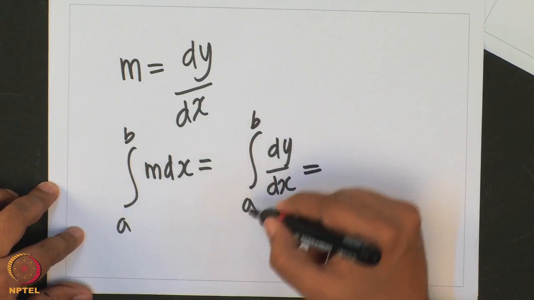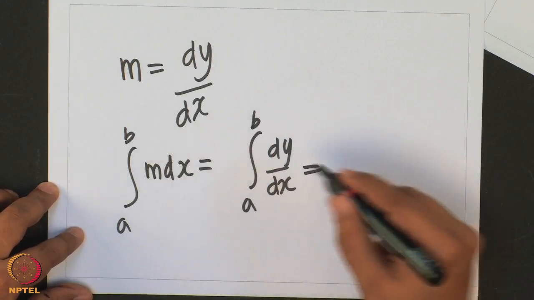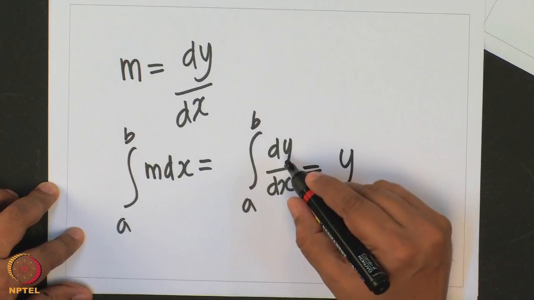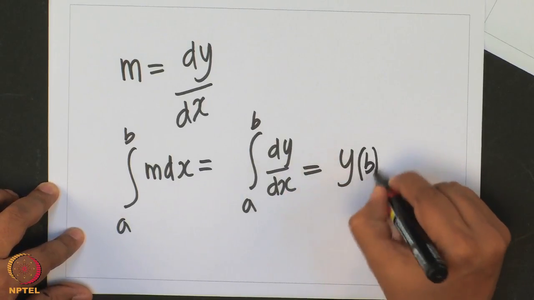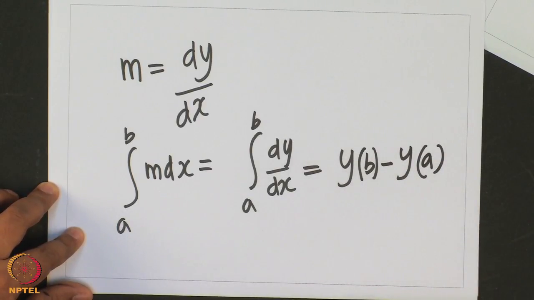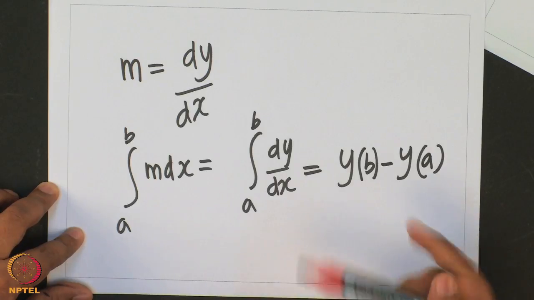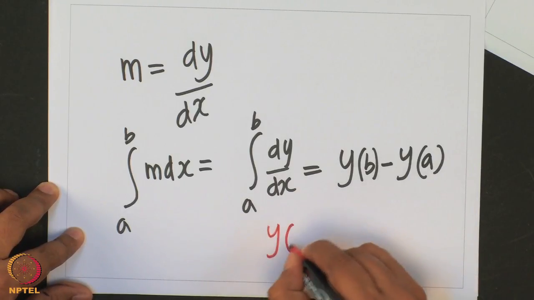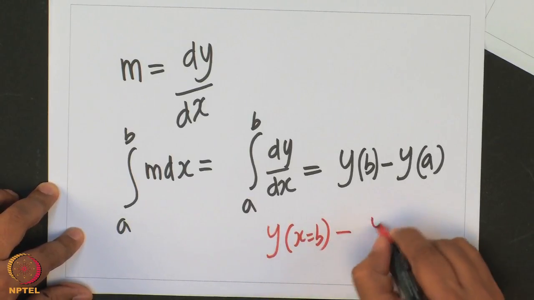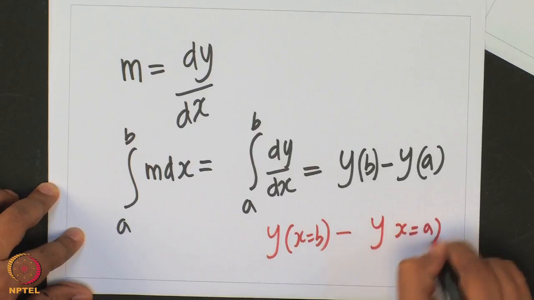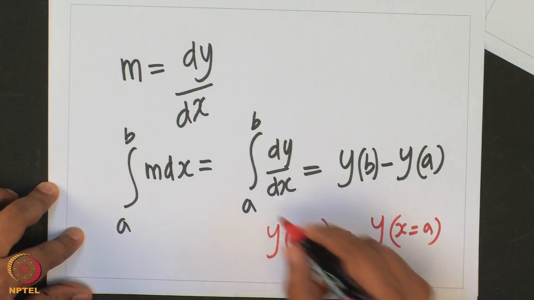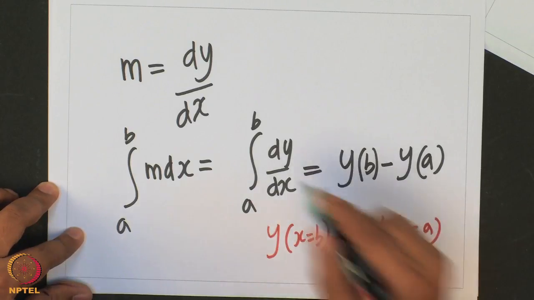Now since we have this definite integral with limits a and b, the answer will be y evaluated at x equal to b minus y evaluated at x equal to a. Let me write this properly. What does it mean? Y at x equal to b, substitute b wherever there is x, minus y at x equal to a, substitute a wherever there is x. So this is the answer. This is the thing that we should remember.